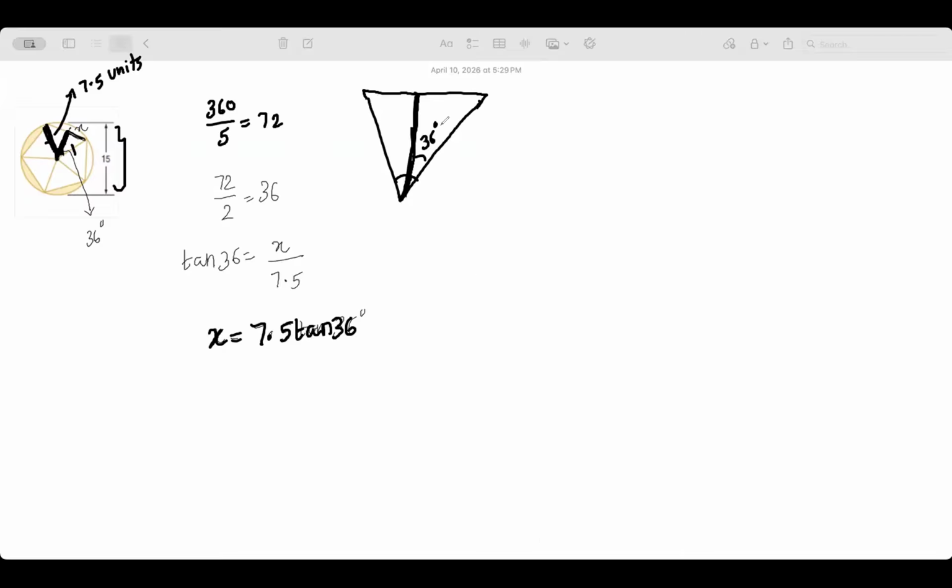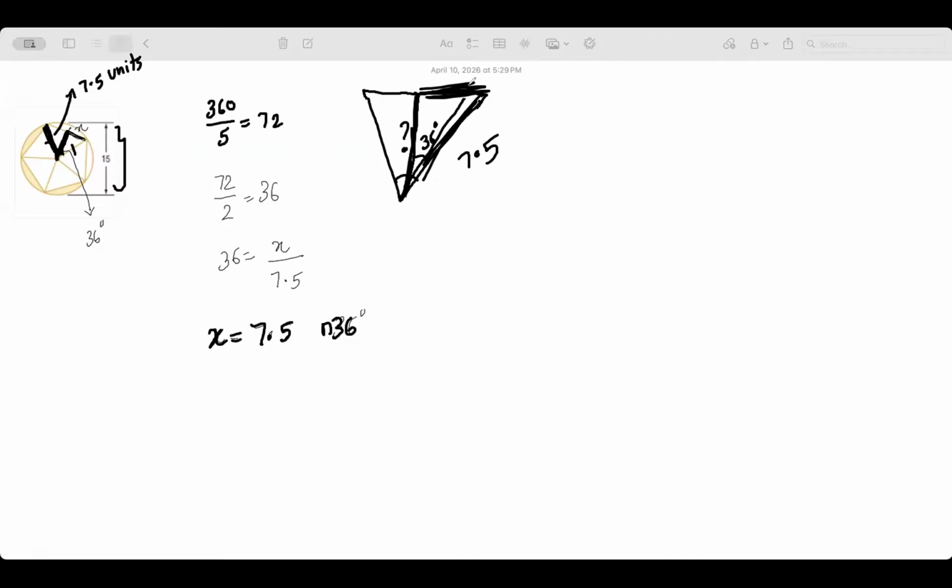Okay, you think I made a mistake? Yes, I think I made a mistake. So this one is 7.5 units, right? Now let me change it then. I'll just change the ratio. So when I do that, I need to know this one.